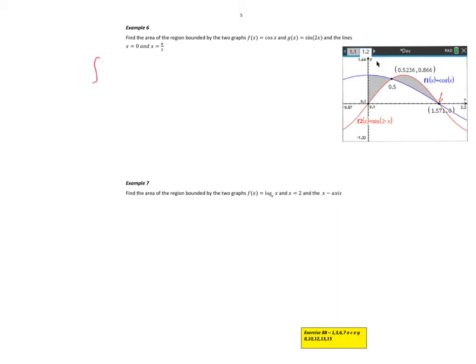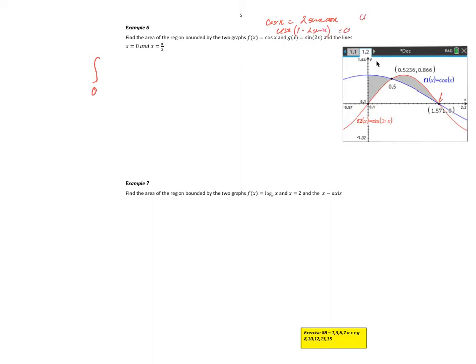So we're going to have the integral between 0 and my point of intersection, okay, at 0.5. We can use our CAS, or we could solve it algebraically. I better do that. So if I'm going to have cos x equal to sine 2x, which is 2 sine x cos x. Take a cos x out, bring everything to the left-hand side. I'm going to get cos x times 1 minus 2 sine x equal to 0.